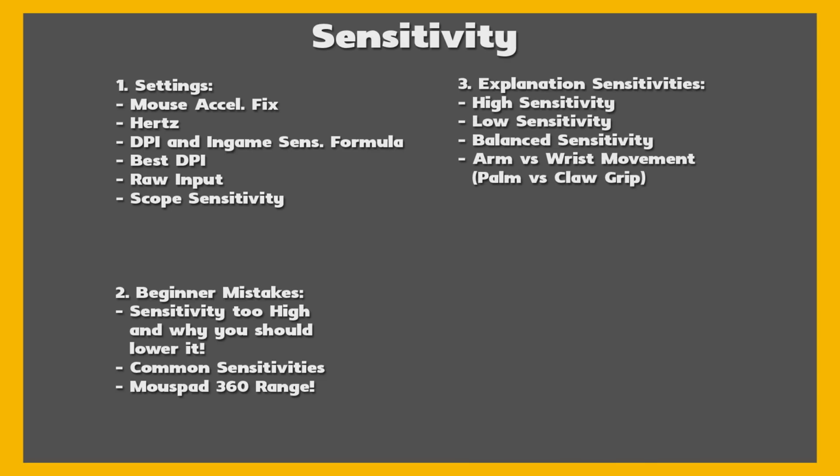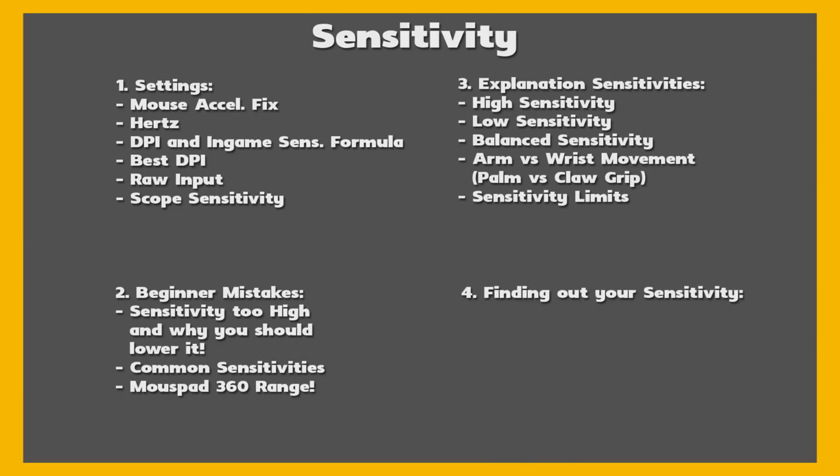For our third point, we'll be talking about the explanation of sensitivities. As the point says, I will be explaining the sensitivities. I will talk about pros and cons of a high sensitivity, of a low sensitivity, also what is a balanced sensitivity, which is probably what you'll be aiming at in the end. I will talk about arm versus wrist movement and how it will be affecting your sensitivity, as well as the palm, claw, and fingertip grip that you might have, which will also affect how you will have to choose your sensitivity. Last but not least, for that point, we'll be talking about sensitivity limits.